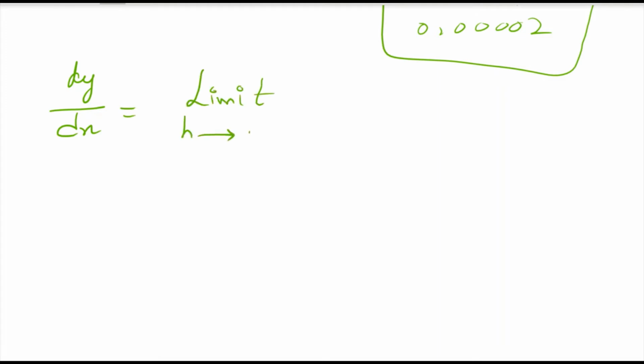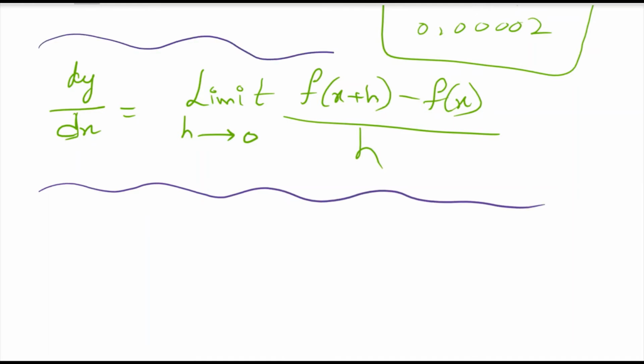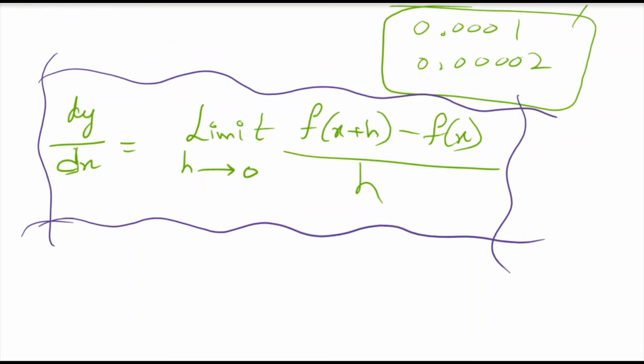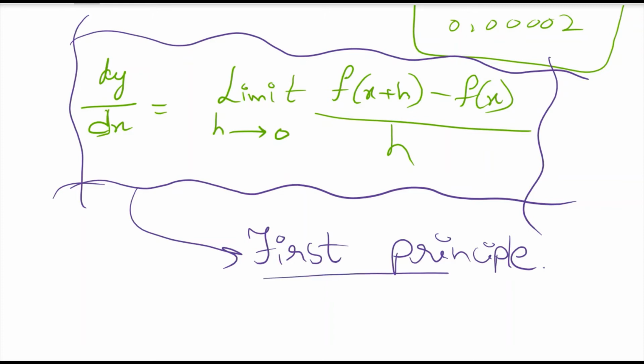So dy by dx will be equal to limit h tending towards 0, f of x plus h minus f of x by h, and this became the fundamental theorem for calculus or differentiation, and this is called the first principle, because whatever differentiation we get, we're going to get from this principle. So we'll see the concepts of differentiation in the further videos.